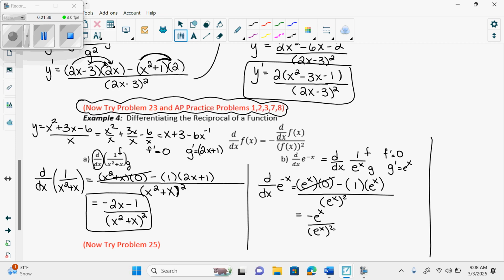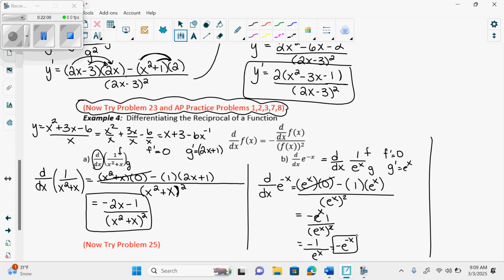This cancels off one of these, and I'm left with negative 1 over e to the x, which equals negative e to the negative x, which is a long, convoluted process to get to that answer. What I told you is whenever you're given just a numerical base to a variable exponent, you just follow the same chain rule. I was teaching it ahead of time.